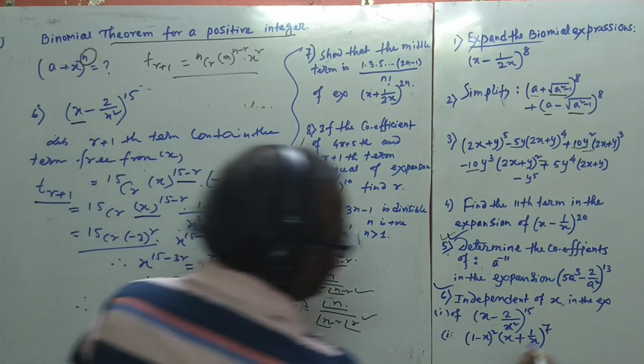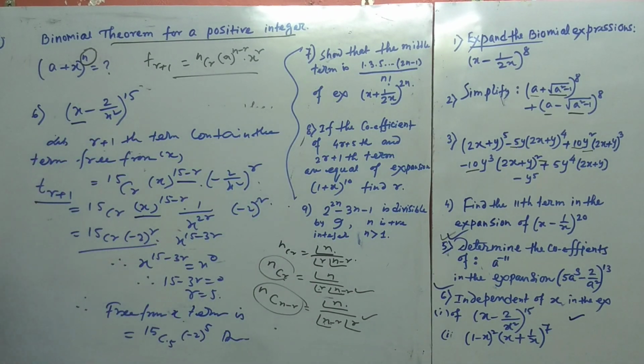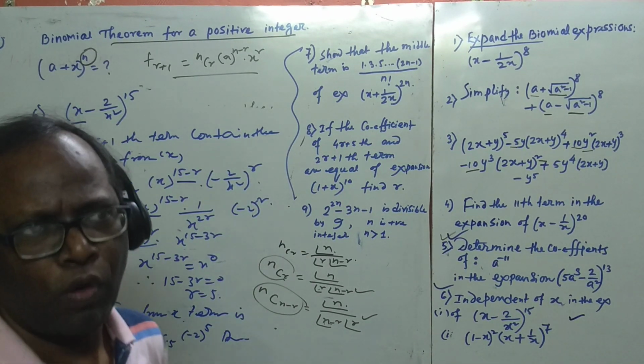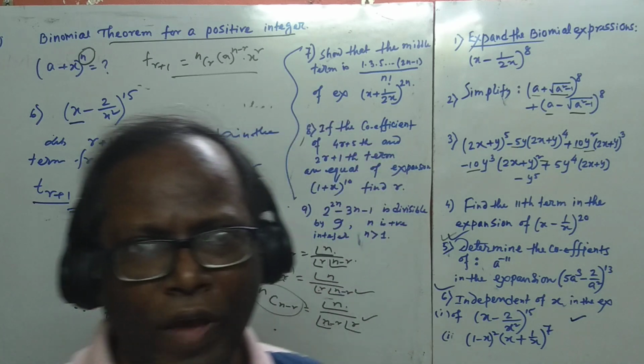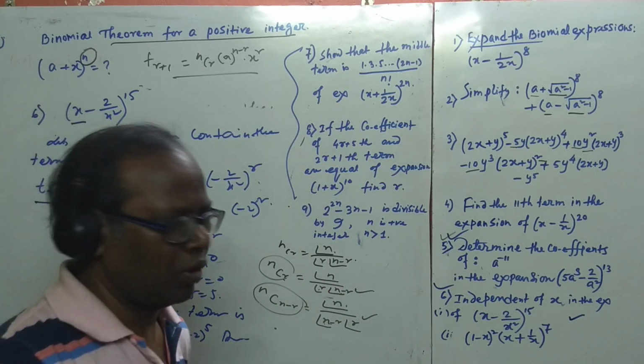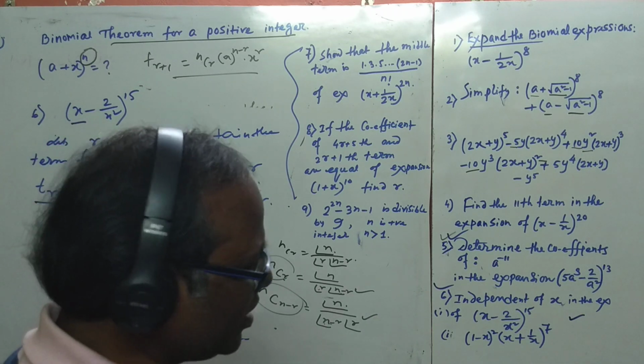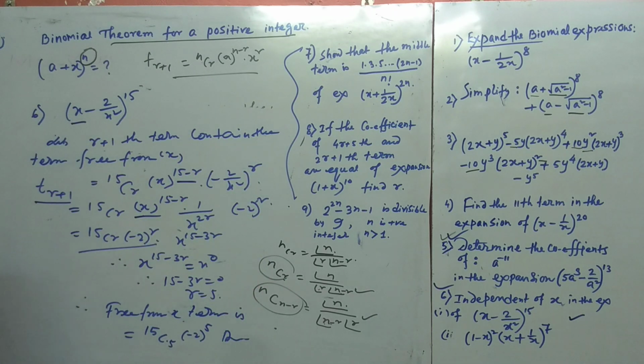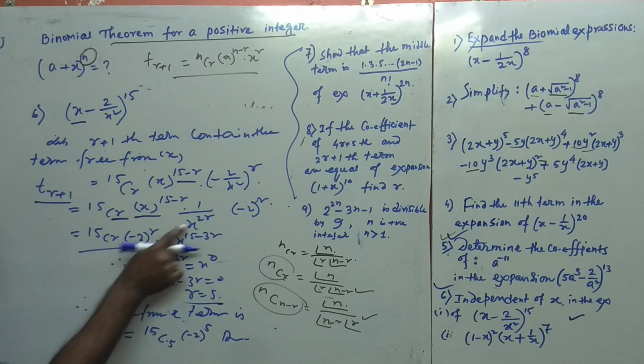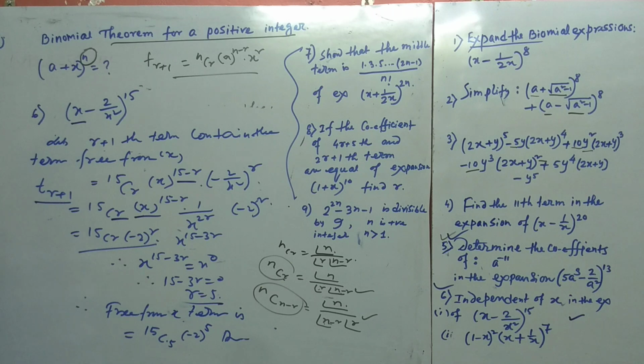As this is the term free from x, the degree of x here is 0. Free from x means the term where x does not belong to the other variable, like x to the power 2, 3, okay? So free from x means x to the power 0. So we compare with x to the power 0. Therefore the powers compare: 15 minus 3r equal to 0, then r equal to 5. Therefore the free from x term is here. Put the value of r here, that is 5. 15C5, minus 2 to the power 5. This is the free from x term here.